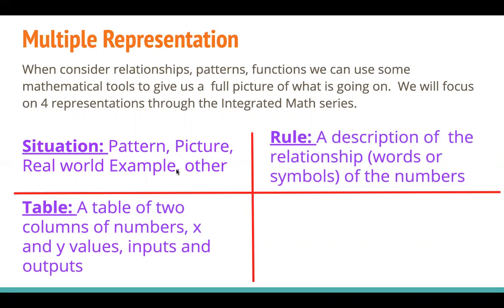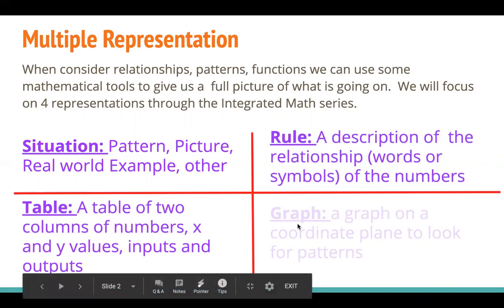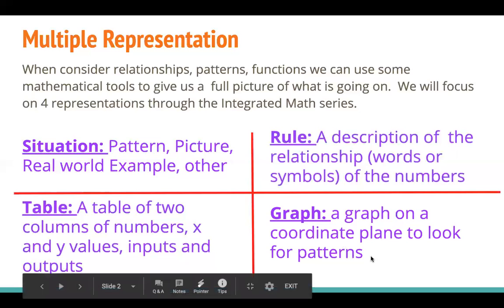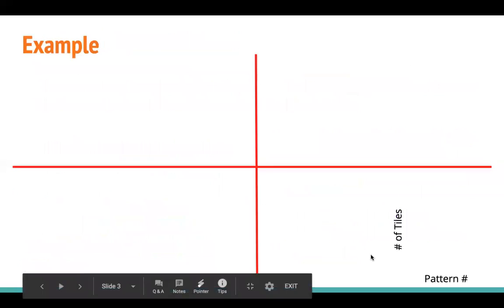Then a rule, and this is a description of the relationship. It could be words or could be symbols, and it describes the relationship of the numbers. Finally, since we've got pairs, we can also look at this on a graph, and it will give us a visual tool to look at for a pattern.